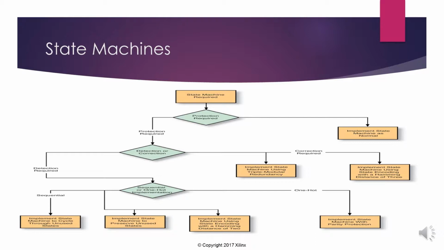So how we can do this with state machines is there's a number of options. The first question we should always ask ourselves is, do we really need to do this or not? If we don't need to do this, then fine, we can just carry on as we normally would with a normal state machine. If we do need to do this, then we need to work out whether we need to just detect the fault and stop and fail safe, or whether we need to carry on processing such that a fault doesn't occur to us. So let's take a look at detection first. It depends on whether we have a synchronous, a sequential, or a one-hot state machine. If we have a sequential state machine, there are a few techniques we can use.